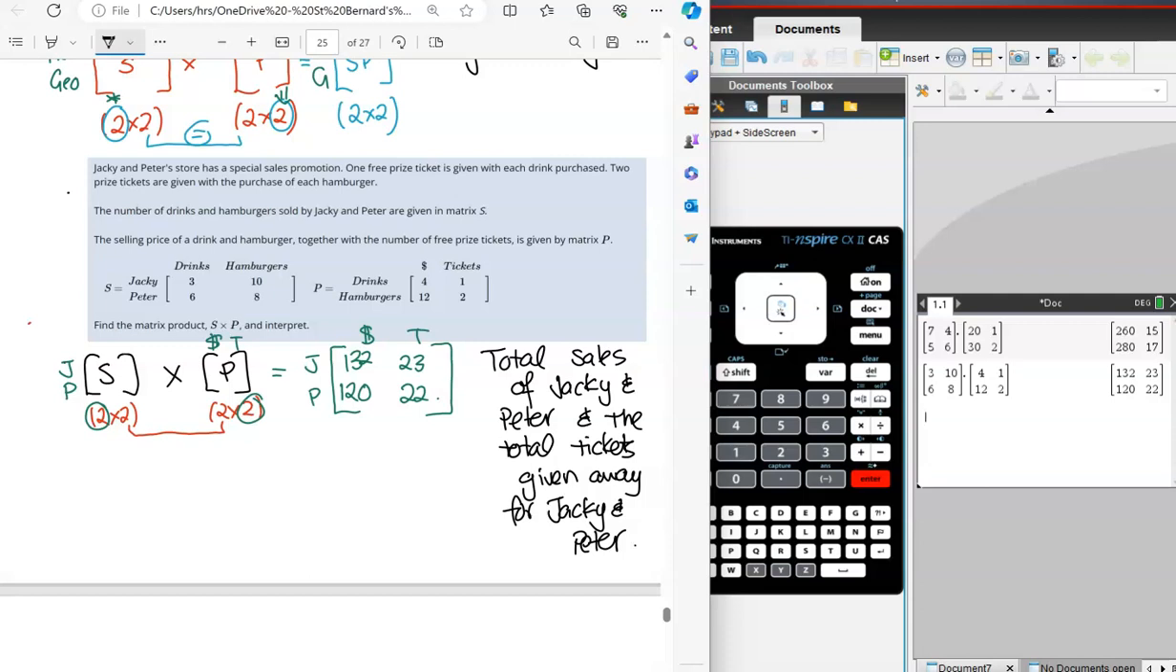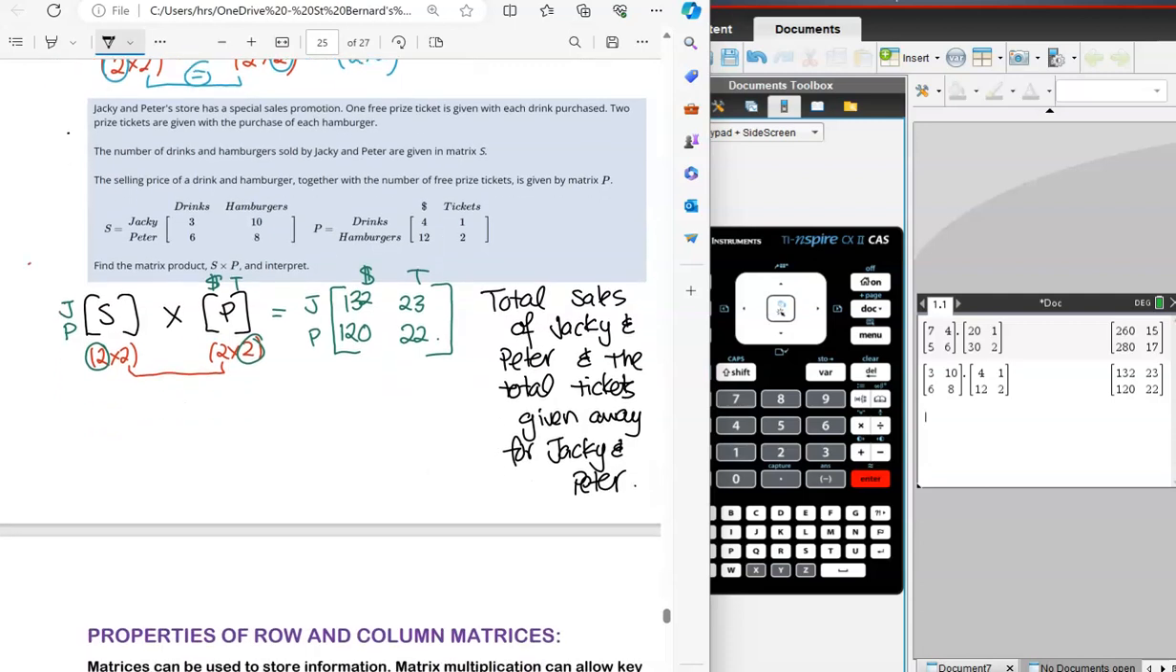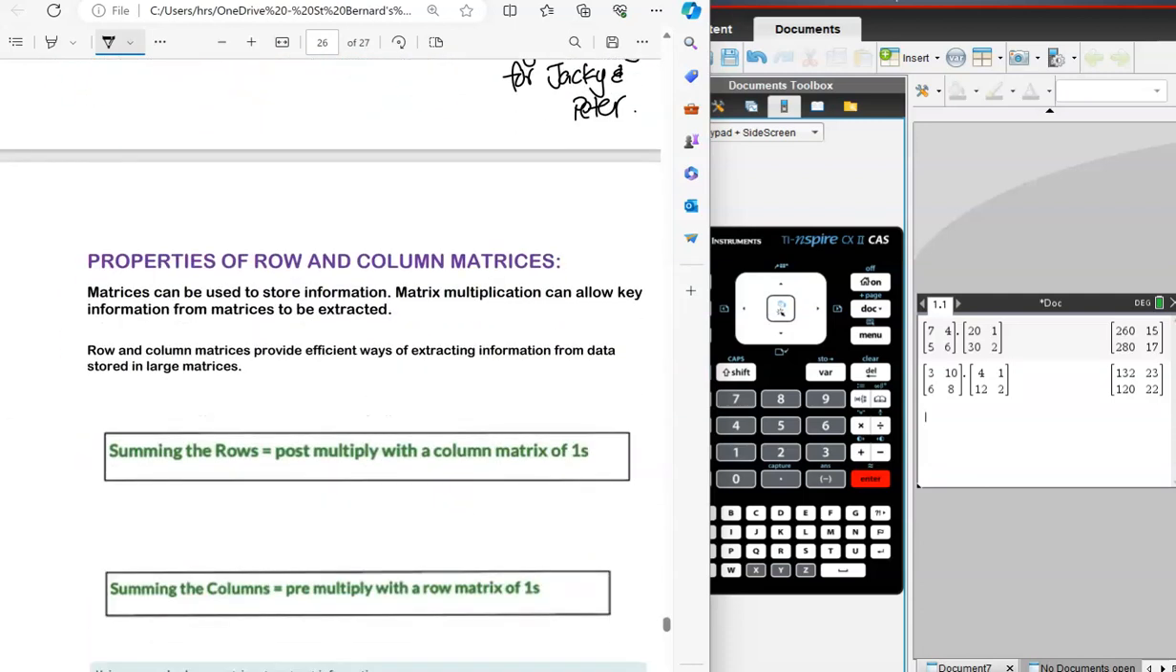So I can say, if I asked you how many tickets did Peter end up giving away, just looking at the matrix, 22. And how much was the total earning of Jackie for this selling? 132. Good. So that's what we're doing.